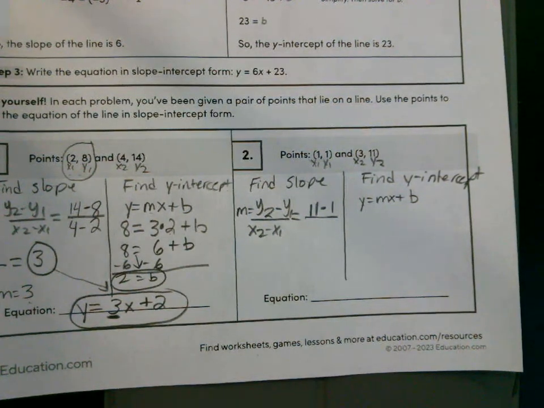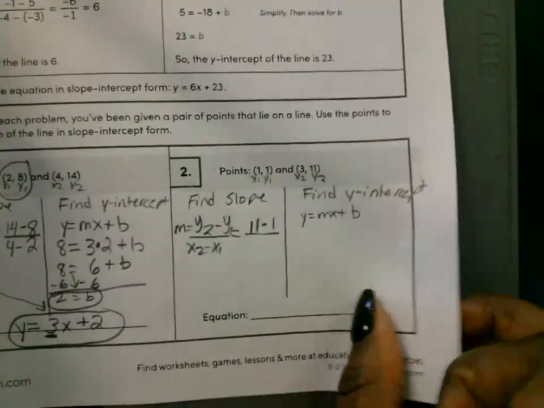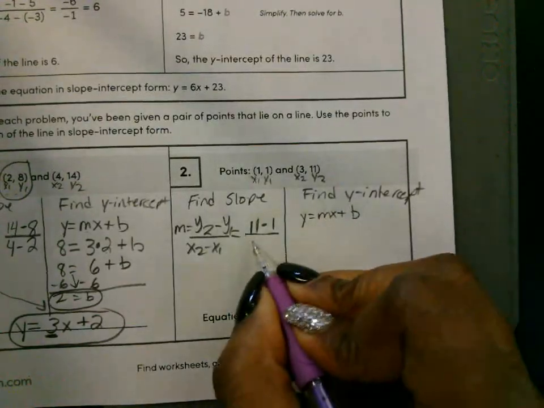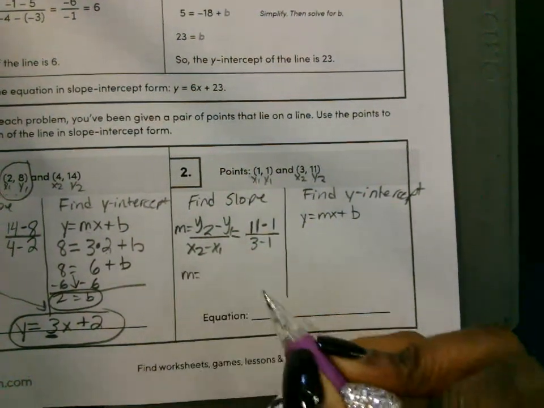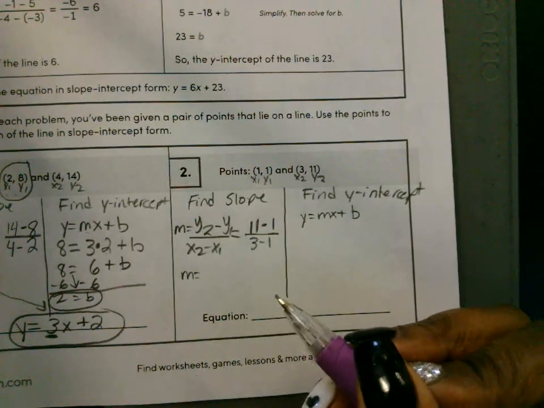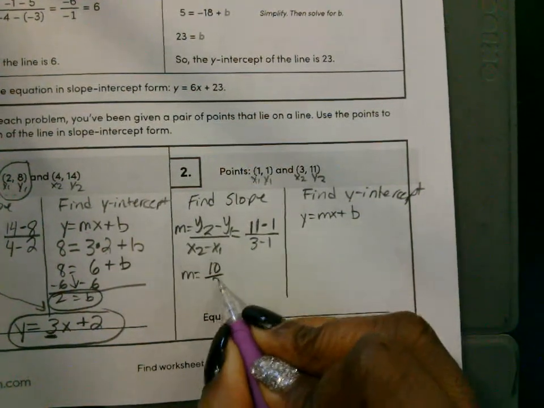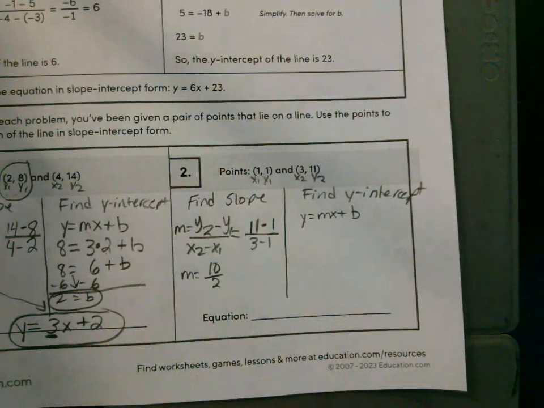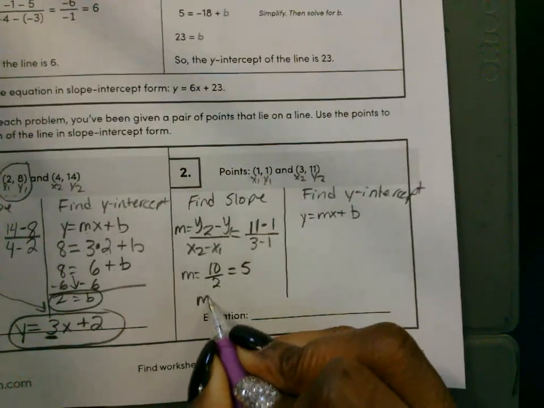Look at the bottom. What are we going to put on the bottom, Julian? What goes on the bottom? X2 minus X1. 3 minus 1. Good. Very good. Okay, so what do we get on the top, Ashley? 10. What do we get on the bottom, Amari? 2. What is 10 divided by 2, Nia? 5. So M is equal to 5.